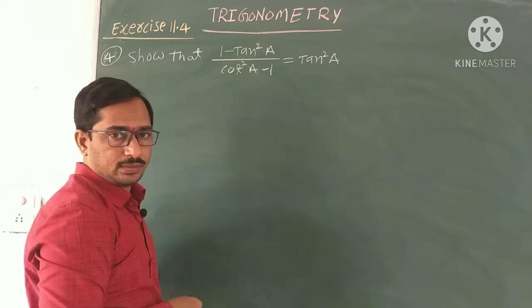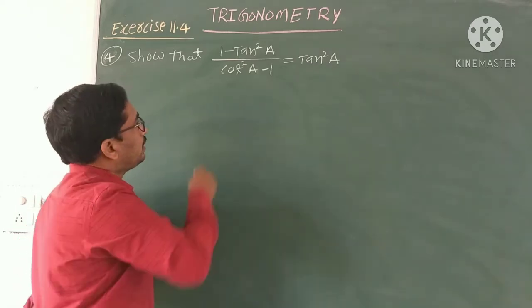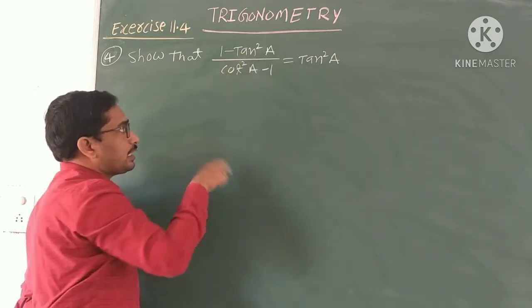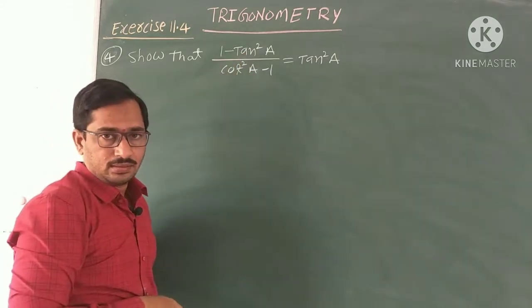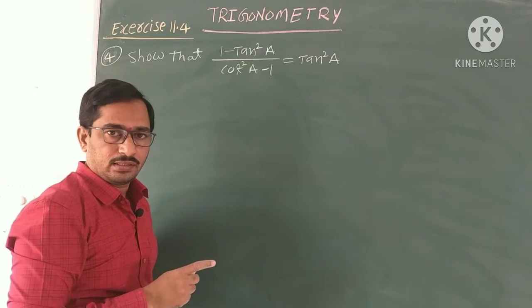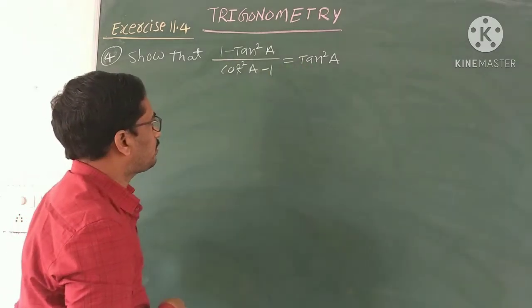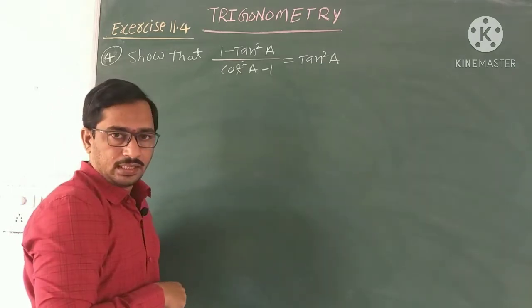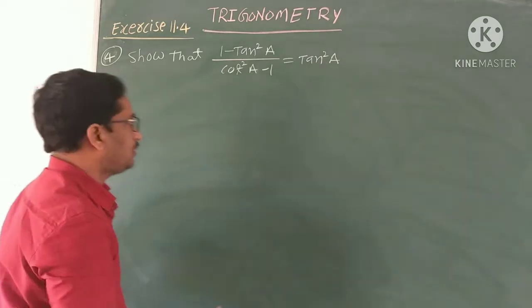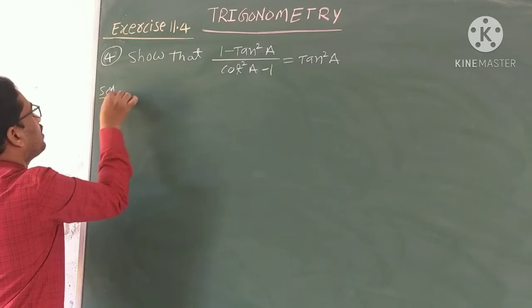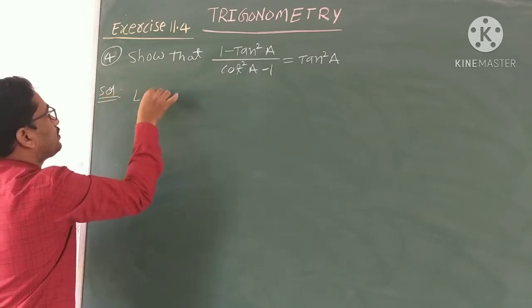I already explained in the previous video that in these model problems, tan and cot can be converted in terms of sin and cos. That is one method. And the second method, since the answer is in terms of tan square, is to solve this problem without converting tan and cot in terms of sin and cos. See the solution. So write the LHS.